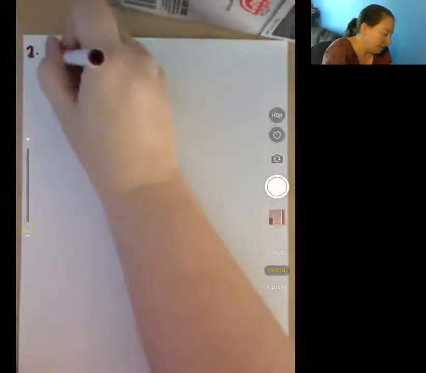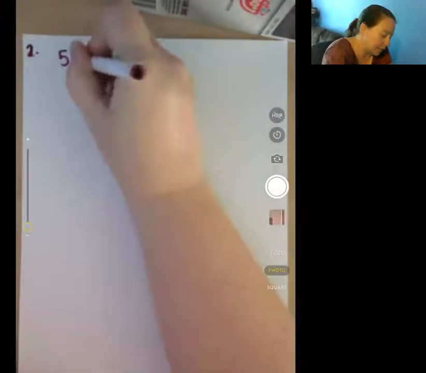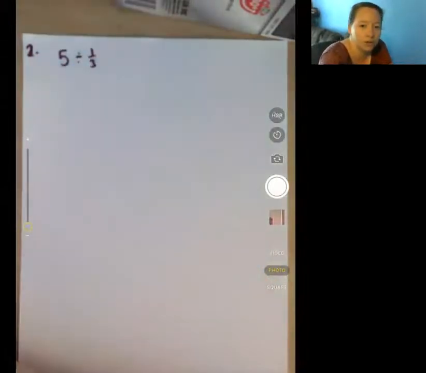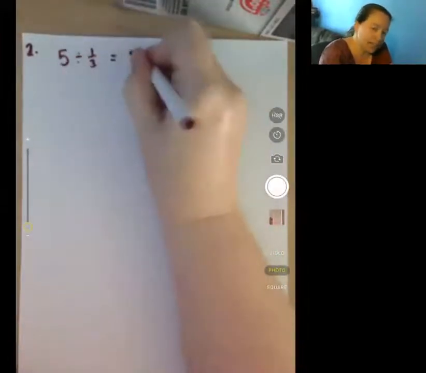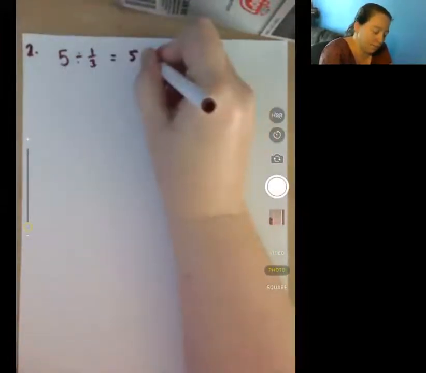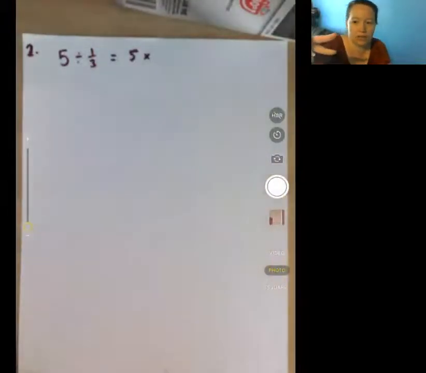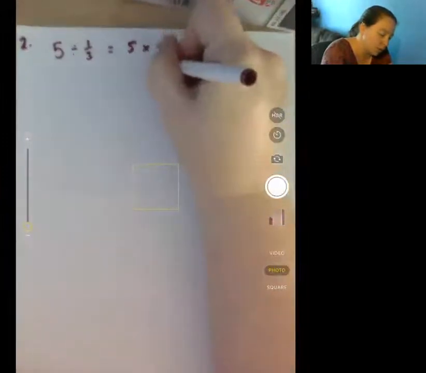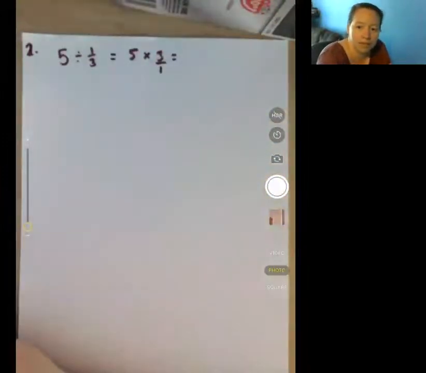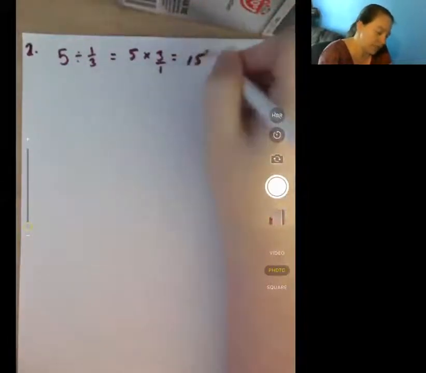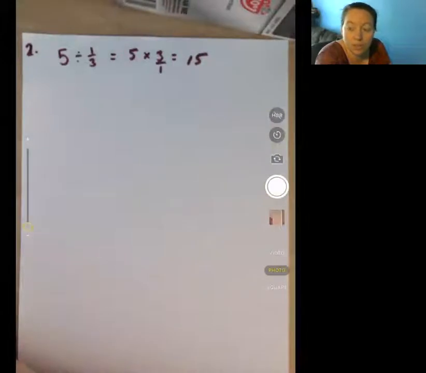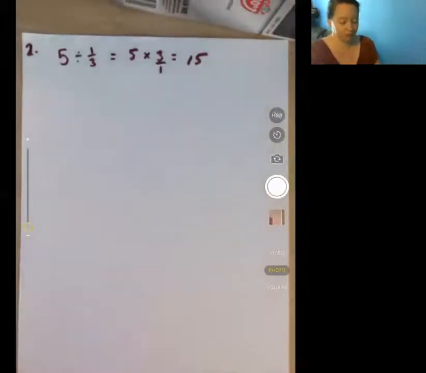So I have a 5 meter long ribbon and I'm dividing it into 1/3 pieces. Now remember, the 5 stays the same. The divide becomes multiply and the 1/3 flips. So the 3 goes on the top, the 1 goes on the bottom. We multiply across. 5 times 3 is 15. 1 times 1 is 1. So we end up with 15 strips.